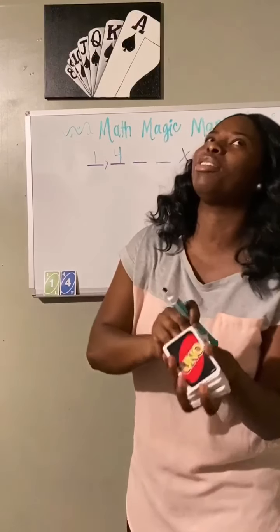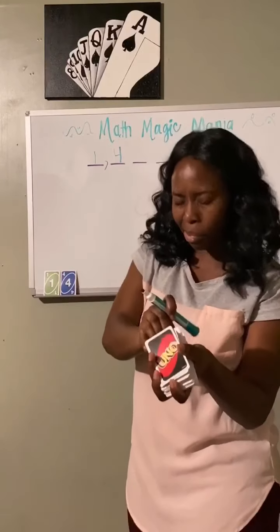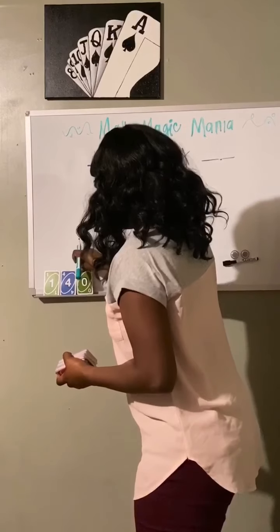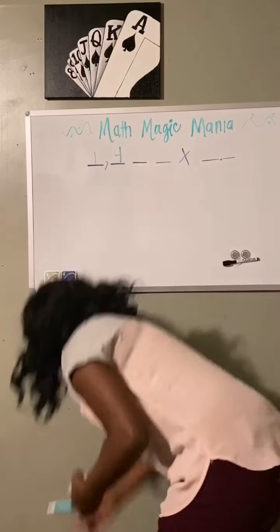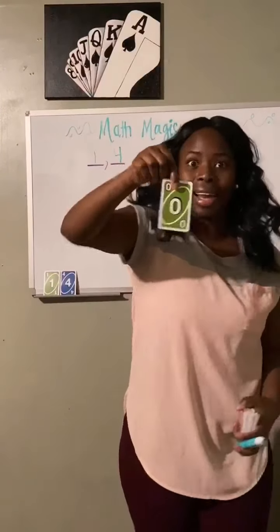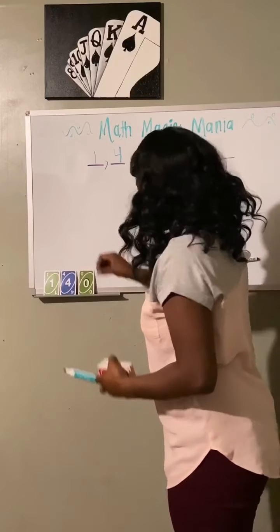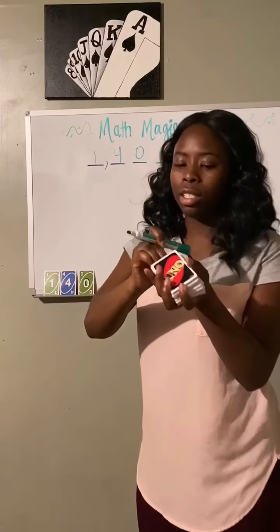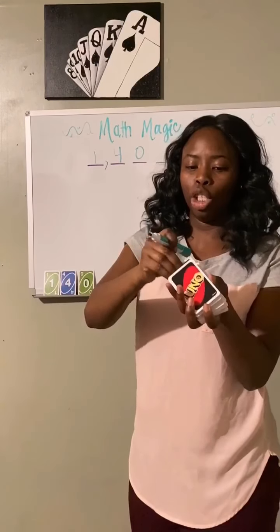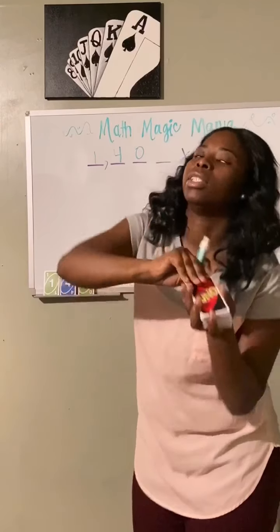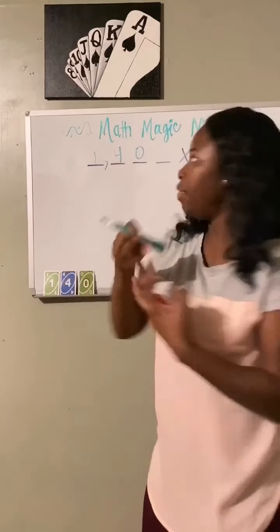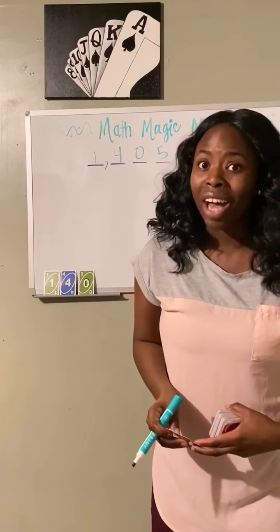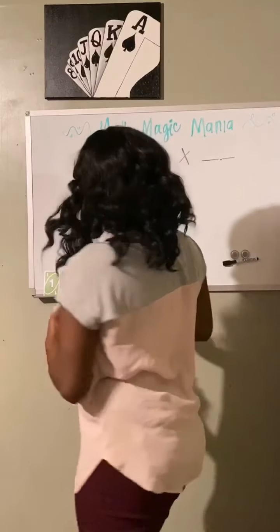Okay, let's pull out another one. I'm going to dig deep, deep, deep. 0. Whoa, my card dropped. Got it. And let's see. Deep, deep, deep. 5. So we're going to be multiplying the number 1,405.